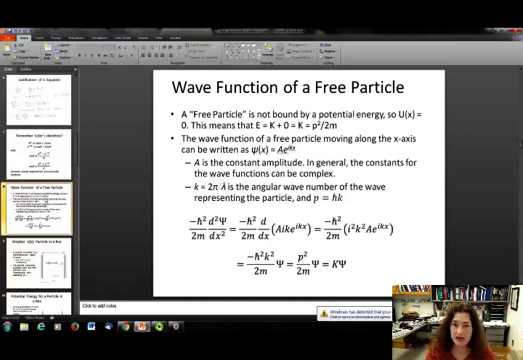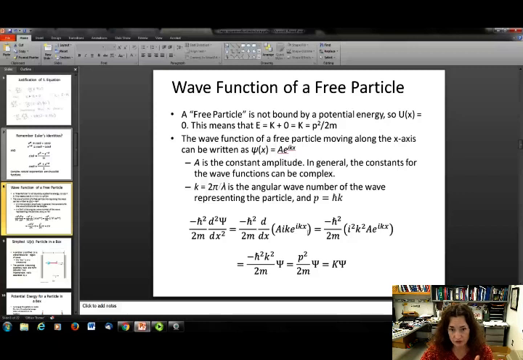So let's take our guess, A e to the ikx for a free particle, and plug it into the Schrodinger equation. What we have to do is take two derivatives of that expression. So minus h bar squared over 2m times the second derivative of the wave function with respect to x. Let's take one derivative first. Remember, the derivative of an exponential like e to the ikx is just the exponential again, so here we have A ik e to the ikx. That's the first derivative of psi of x.